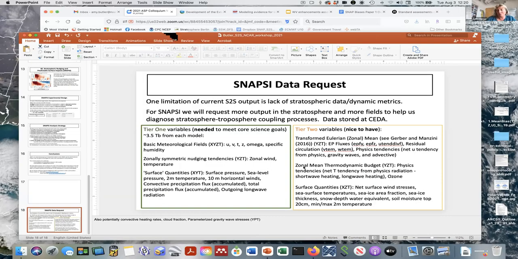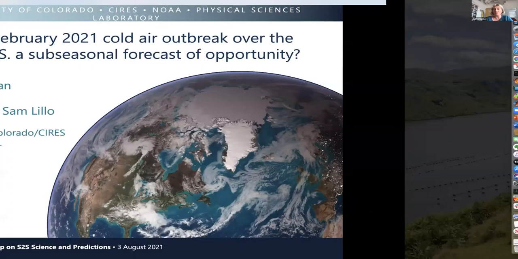Talking is going to be Matt Newman. Matt is a senior research scientist, and he's part of the Atmosphere Ocean Processes team. And he will be talking about, was the February 2021 cold air outbreak over the central United States a subseasonal forecast of opportunity?